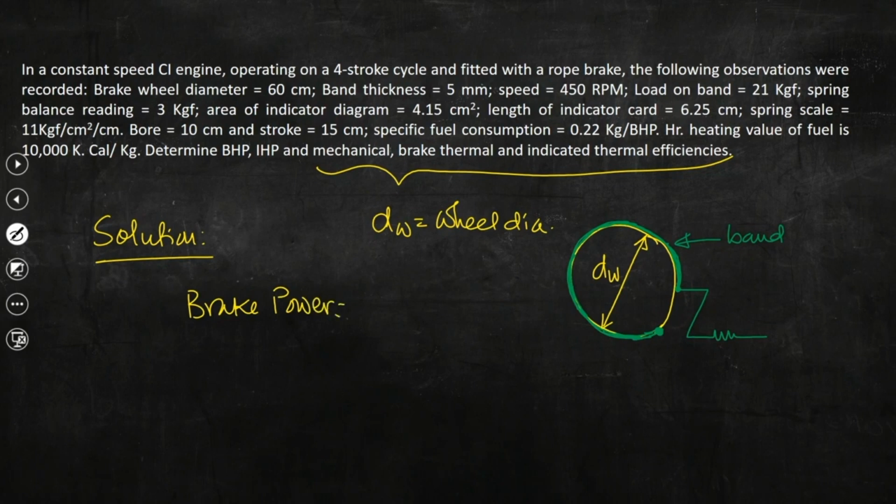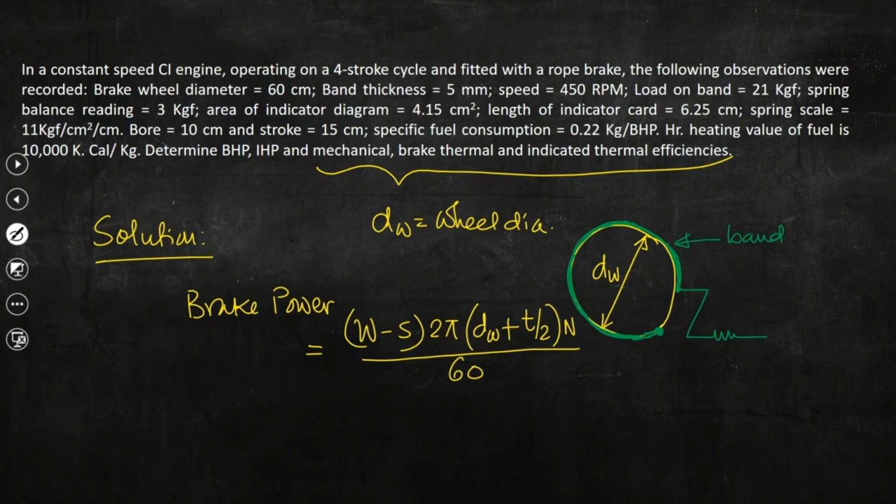So, we can write brake power equal to (W minus S) into 2 pi into (dW plus T) by 2, into N, divided by 60, where T is the band thickness.